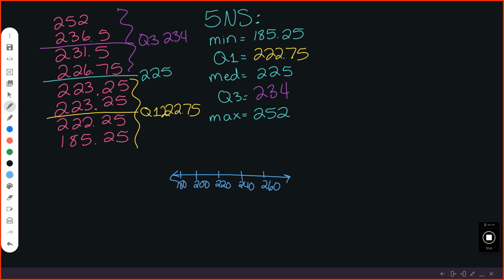Okay. All right. So my minimum's at 185.25. So I'm going to put a line at about 185. I'm going to put a line at about 222. I'm going to put another line at about 225. I'm going to put a line at about 234. And I'm going to put a line at 252. Okay. So a little horizontal line at each one. Draw a box between the 3 in the middle and a whisker out to each side. And that's a box plot.